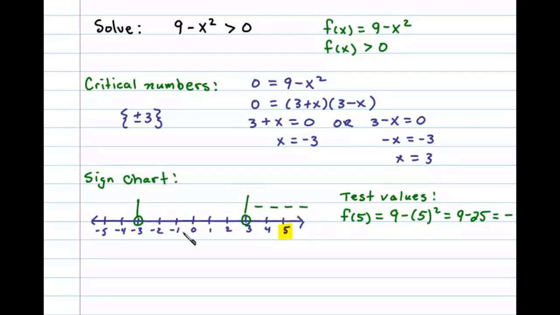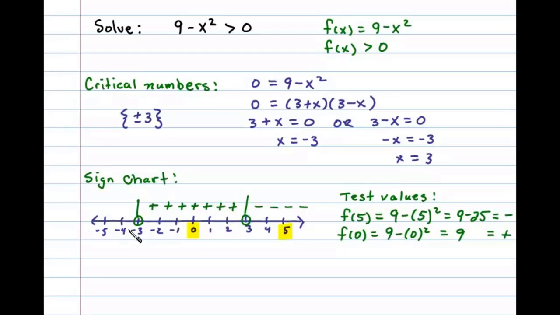Next, let's choose a test value in this middle region. I'm going to choose 0 in this case and test that. So f of 0 will be 9 minus 0 squared, which is 9, and the result there, of course, is positive. Any test value you choose will result in a positive number. So I'll indicate that with pluses in that middle region.